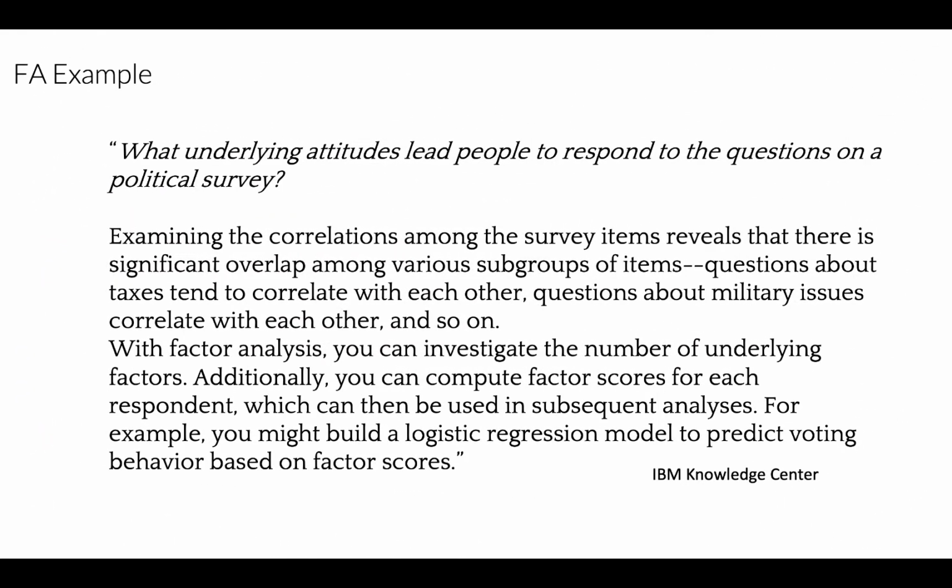The following example may clarify the concept of factor analysis a bit. What underlying attitudes lead people to respond to the questions on a political survey? We can examine correlation among the survey items, which will reveal that there is significant overlap among various subgroups of items. For instance, questions about taxes tend to correlate with each other, or questions about military issues may correlate with each other. With factor analysis, we can investigate the number of underlying factors. And additionally, we can compute factor scores for each respondent, which can be used, for instance, in building a regression model.